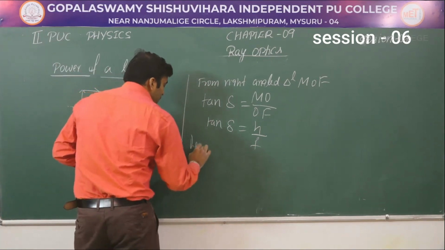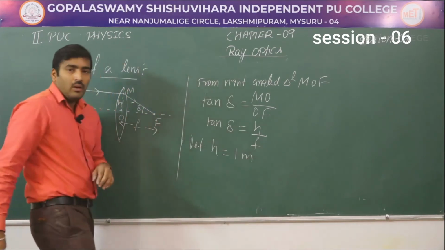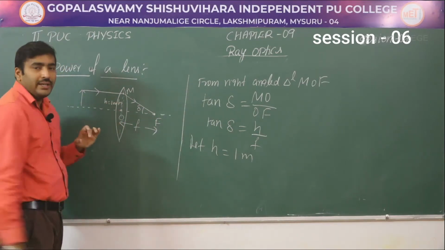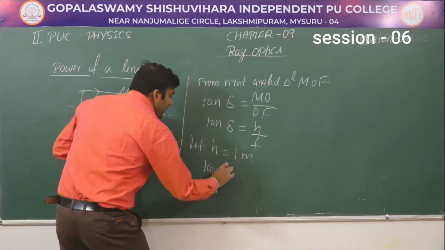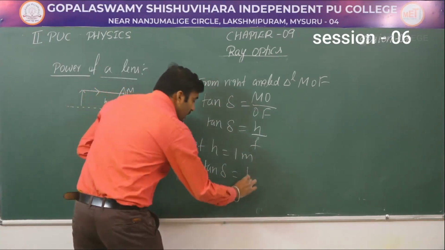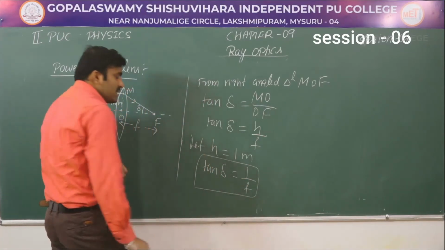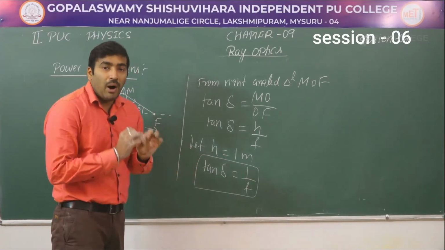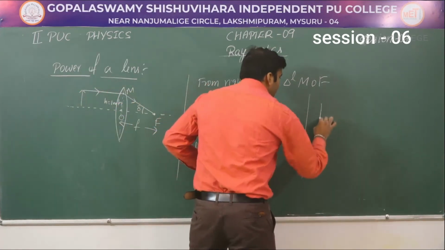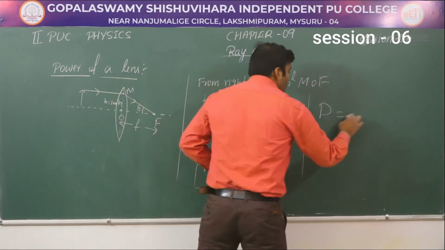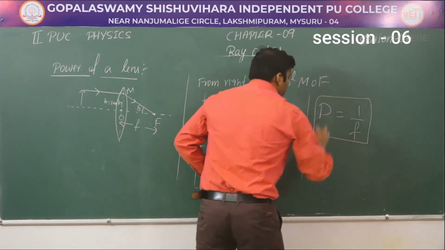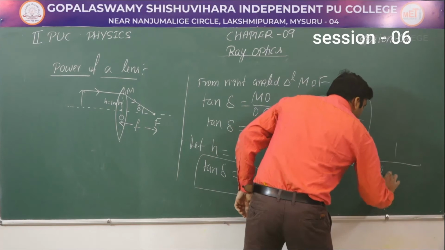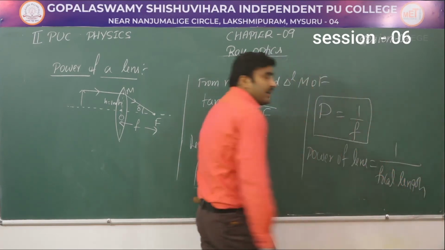Now let the height of this object be equal to 1 meter. What happens now? Tan delta becomes equal to, h is equal to 1, so this will be 1 by f. So we get an equation like this: tan delta is equal to 1 by f. This tan delta is what we call the power of a lens. So the power of a lens is represented by capital P, which is equal to 1 divided by f. Power of a lens is equal to 1 divided by focal length, correct?